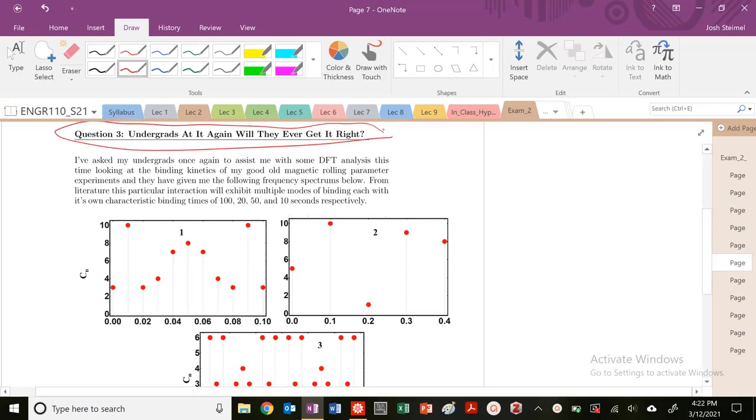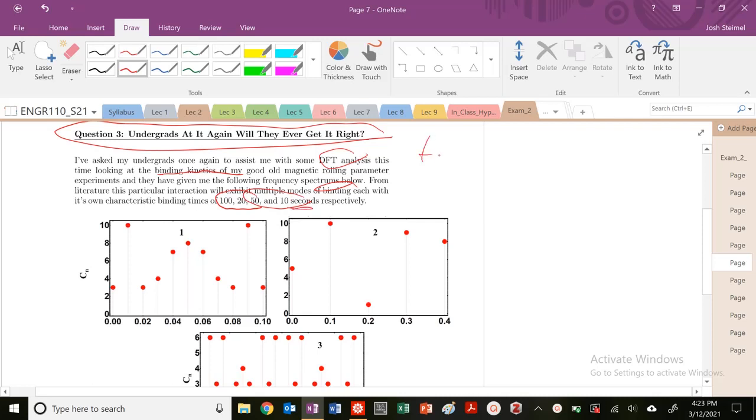So, I asked my undergraduates to assist with some DFT analysis, looking at the binding kinetics of my magnetic rolling probe experiments. And they've given me the following spectrums below. From the literature, I expect to see multiple modes of binding, each with its own characteristic binding times of 100, 20, 50, and 10 seconds, respectively. So, these are in seconds.